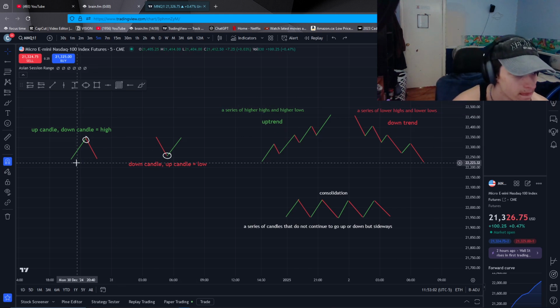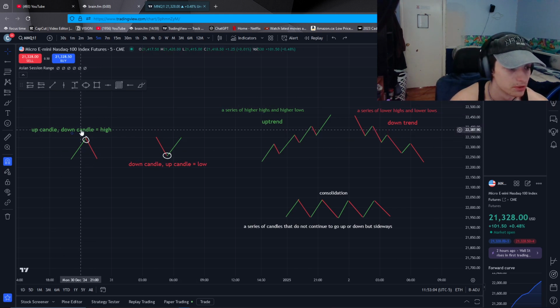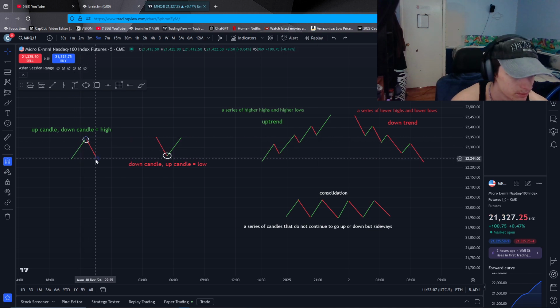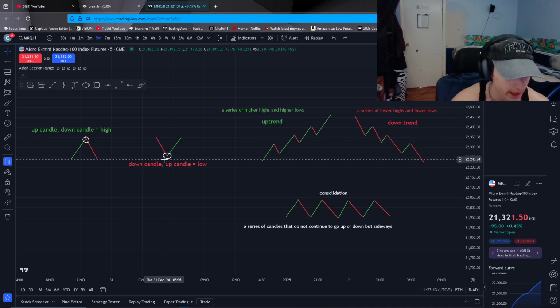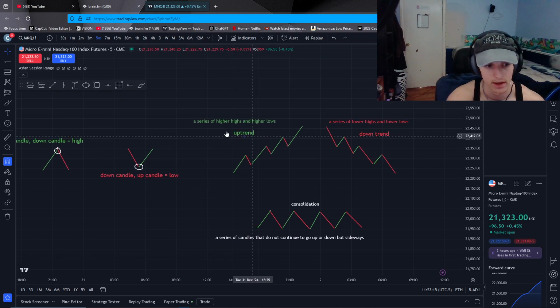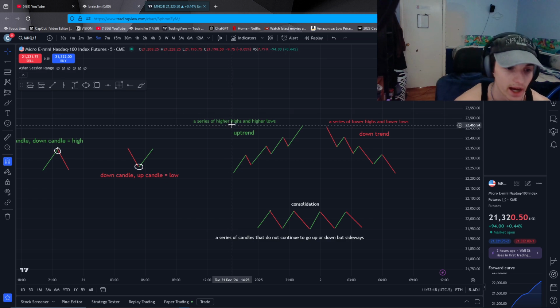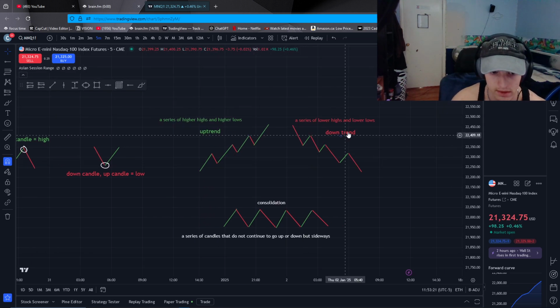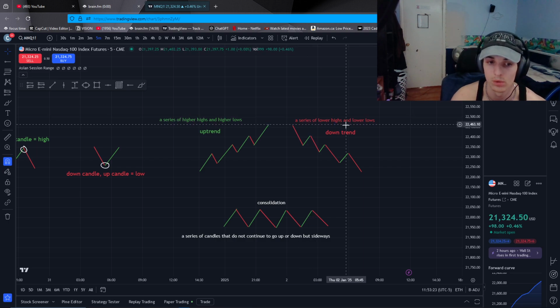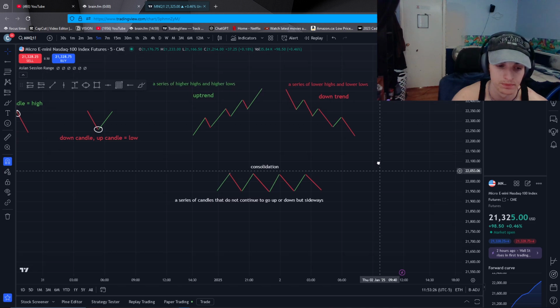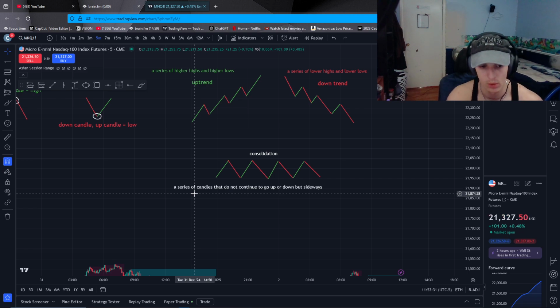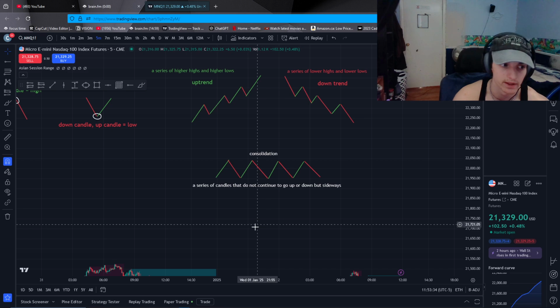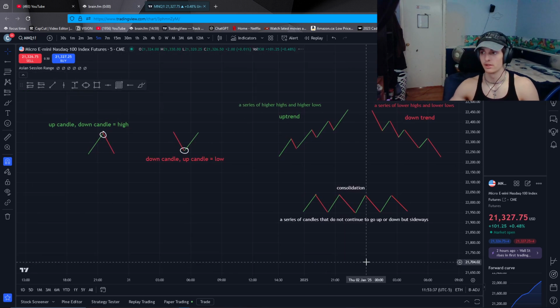Okay. High: up candle plus down candle. Bam, bam. Low: down candle plus up candle. Uptrend: a series of higher highs and higher lows. Downtrend: a series of lower highs and lower lows. Consolidation: a series of candles that do not continue to go up or down, but sideways. Like I said in the beginning, screenshot this, take a picture of this, draw this in your notebook.